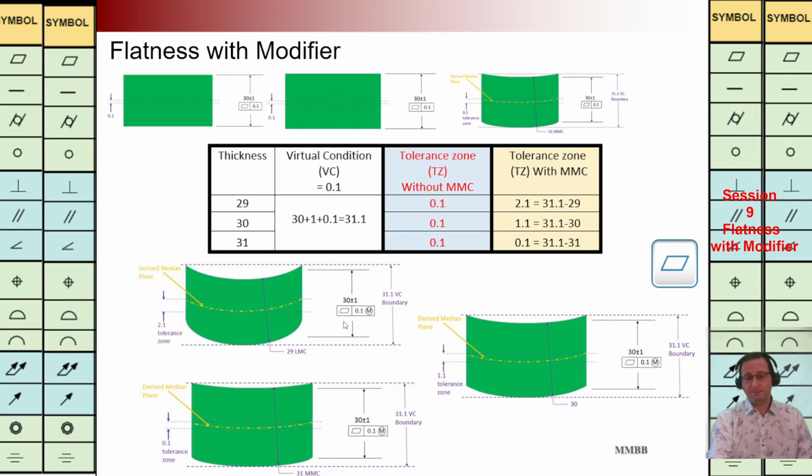What is going on here? We are going to have the same value for virtual condition. But for different value of the thickness of the component, we are going to have different value of tolerance zone for mid-plane. If the thickness is 29, we are going to have 2.1 as a tolerance zone for mid-plane. If the thickness is 30, we are going to have another value for tolerance zone. And finally, for let's say MMC, when the thickness is 31, we are going to have the lowest tolerance zone, it is 0.1. They are listed in last column in this table.